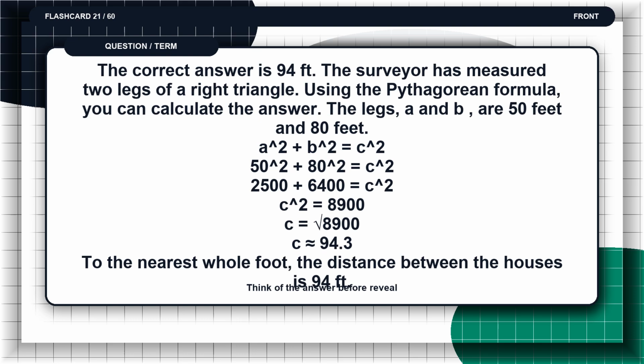Flashcard 21. The correct answer is 94 feet. A surveyor has measured 2 legs of a right triangle. Using the Pythagorean formula, you can calculate the answer. The legs, a and b, are 50 feet and 80 feet. a squared plus b squared equals c squared. 50 squared plus 80 squared equals c squared. 2,500 plus 6,400 equals c squared. c squared equals 8,900. c equals the square root of 8,900, which is 94.3 to the nearest whole foot. The distance between the houses is 94 feet. Think of the answer before the reveal.